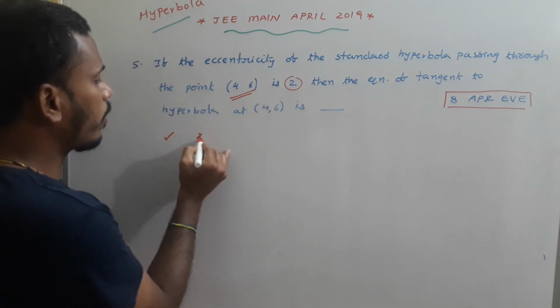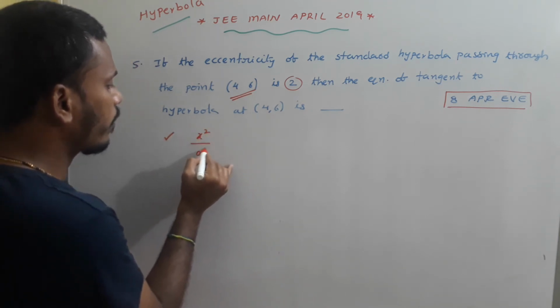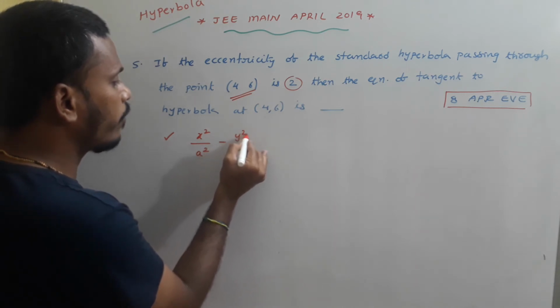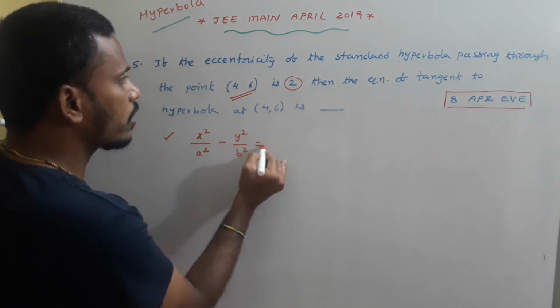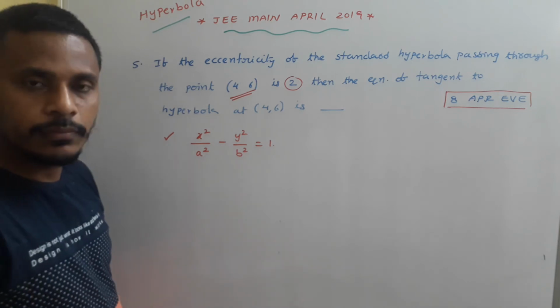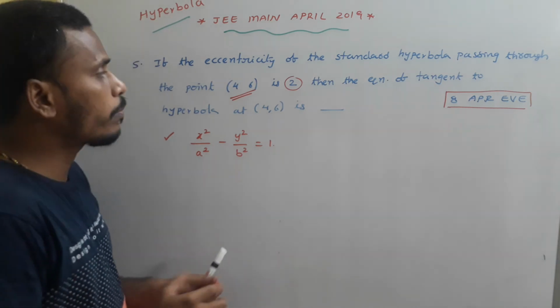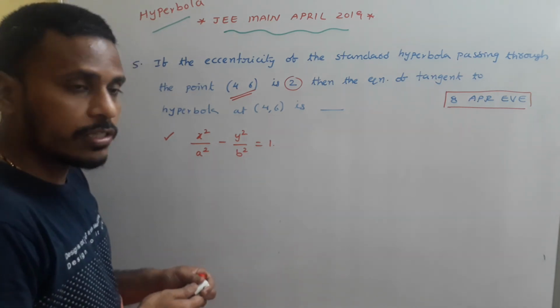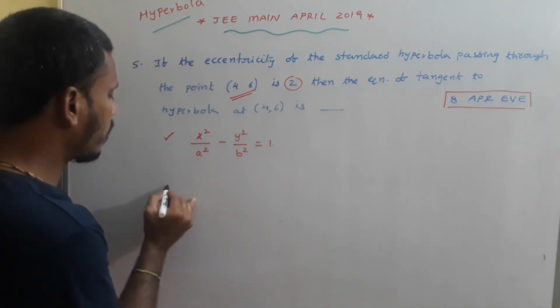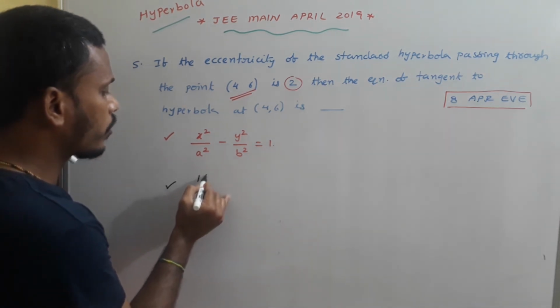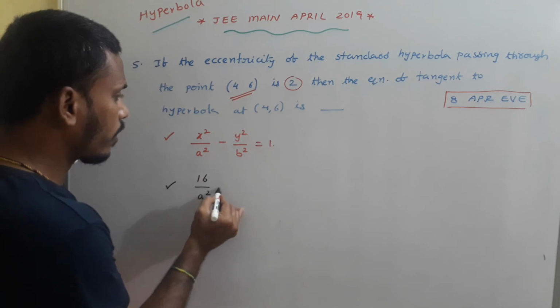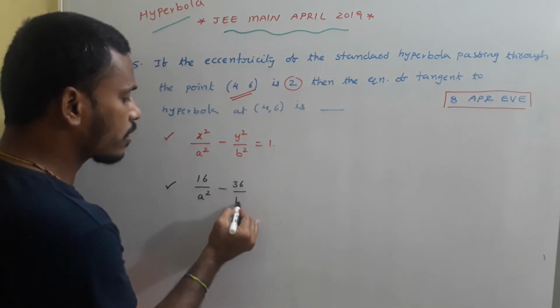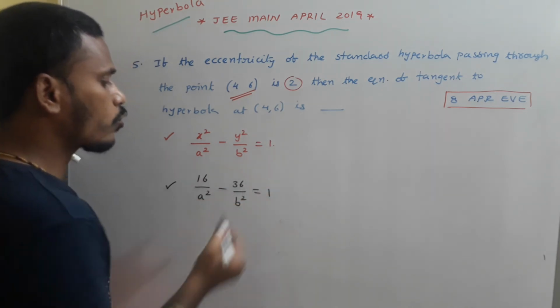So what is the standard hyperbola? Which is x²/a² − y²/b² = 1. This hyperbola is passing through the point (4, 6). So you just simply replace x with 4 and y with 6. Then we have 16/a² − 36/b² = 1.